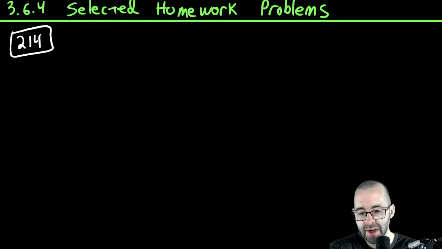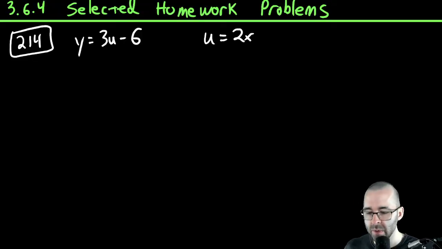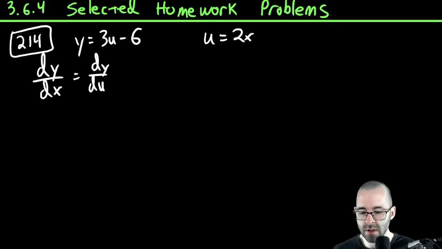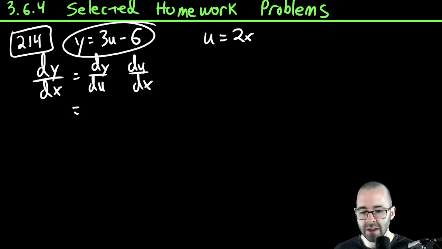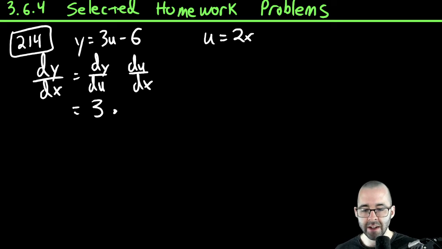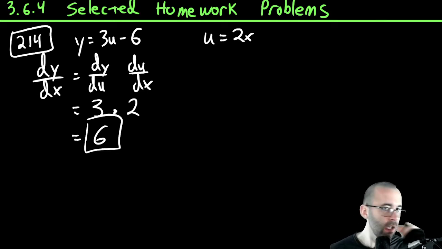So y is 3u minus 6, and u is 2x squared. Well, then dy/dx is dy/du times du/dx, just like we did in the first video. The derivative of y with respect to u is just 3. It's a line. What's the slope of a line? That m value. The derivative of u with respect to x, it's also a line. The power rule also works on these, by the way. So dy/dx is just 6. That's all this problem wants.